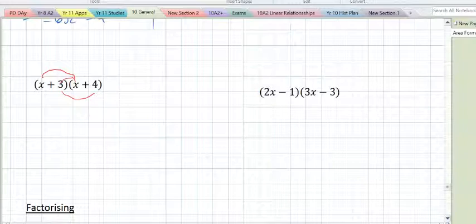Good, Lou. And well done, Kelly. The x and the 4 haven't been multiplied. Oh, that's right. I haven't drawn that one yet, have I? You got something right. It's good.